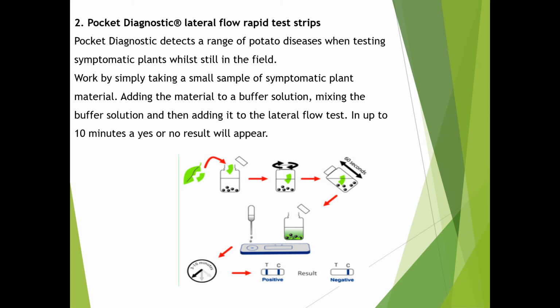Using the test is simple. All you have to do is break up some plant material, then add the sample to the buffer bottles, then shake the buffer bottles, which include a ball bearing. Then you need to allow the plant material to settle in the bottles. Finally, use the pipette provided to add liquid to the test. Then you will get the result from this test.